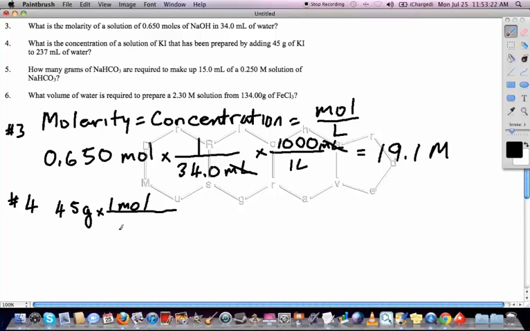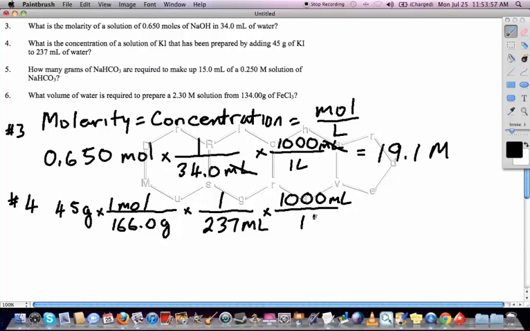And the molecular weight of this one is 166.0 grams. So that's going to cancel my grams. I'm going to be left with moles. So that's what I wanted first. I now also need moles per litre. So I'm going to multiply by 1 over 237 milliliters. And again, we need to do this conversion from milliliters to litres, so we end up with moles over litres, which is what we wanted.